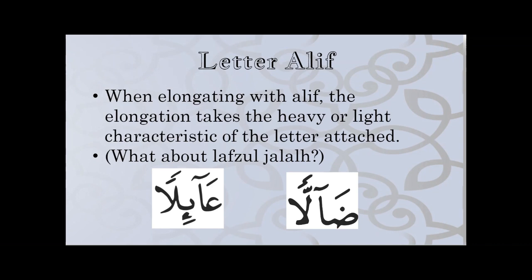Next, we have elongation. Remember, we talked about the three conditional letters, right? We talked about the letter lam, we talked about the letter ra. Now we're on to the third conditional letter, which is the letter alif. And this happens when you elongate with the alif. Meaning when you are doing a mad, or elongating with the letter alif, the elongation takes the heavy or light characteristic that happens to be attached to the elongation. So for example, the two examples that you see on your screen are ضَالًّا.